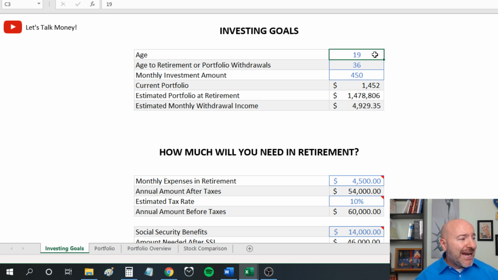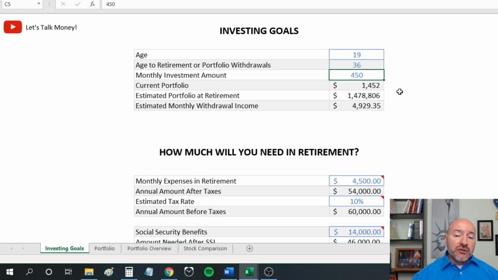You're going to start off by adding your age, the age to retirement, and your monthly investing amount. What this is doing is pulling that portfolio information from the portfolio tab and populating all this other stuff for you. So I put this in for Kyle. He's 19. He says he wants to retire right around 50 to 60, somewhere around there. So we've got him retiring at 55 here with those 36 years left. He's investing $450 a month, and his current portfolio is about $1,400.